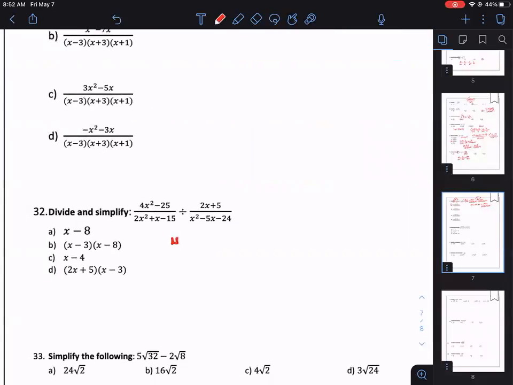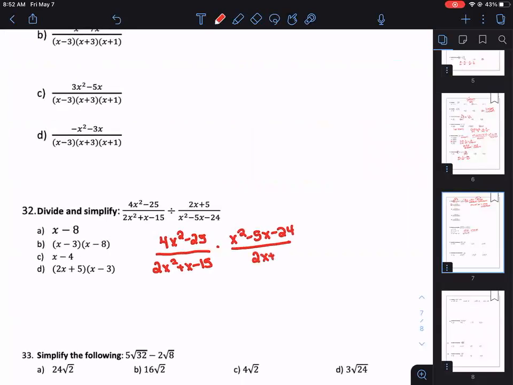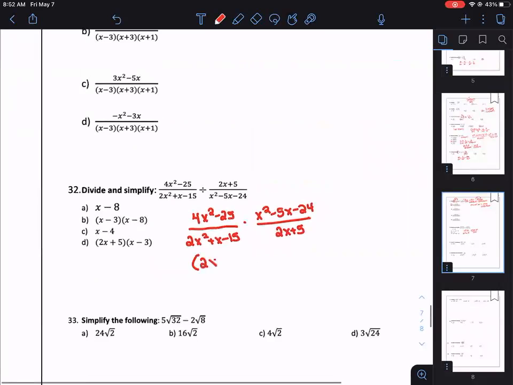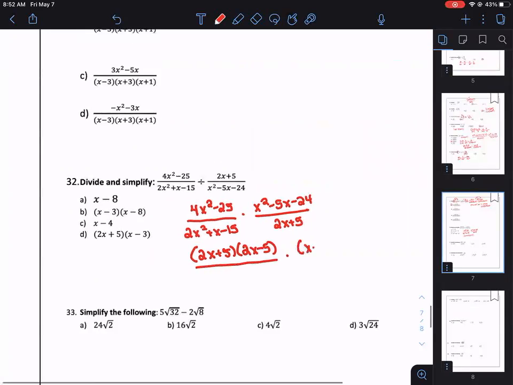So remember, whenever we are dividing fractions, we must use keep, change, flip. Okay, so we will factor the first numerator to be 2x plus 5 and 2x minus 5. The second numerator is x minus 8 and x plus 3. 2x plus 5 on the bottom.